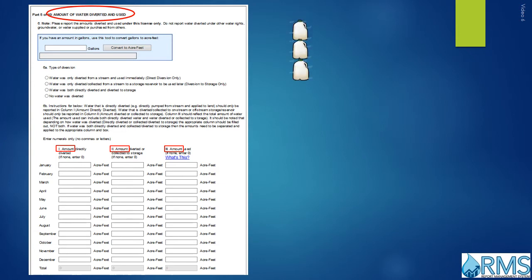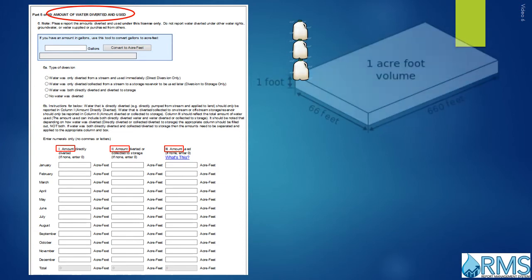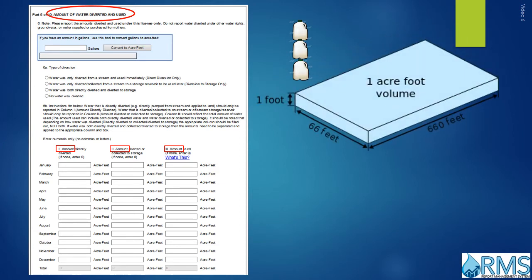Gallons are much smaller than acre-feet, so gallons cannot be used to report in this section. All columns in this section require data in acre-feet. A calculator is provided in the blue box at the top of the page to convert gallons to acre-feet.